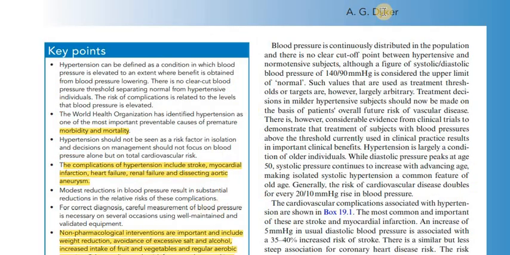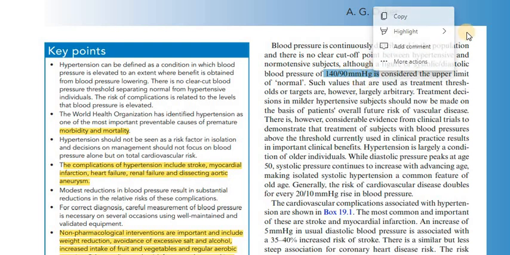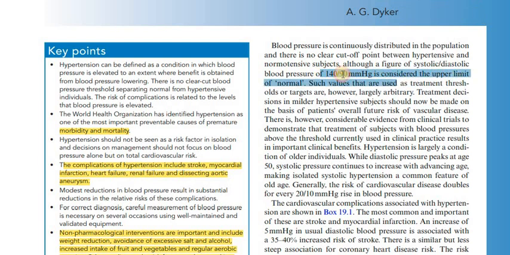The borderline blood pressure is about 140 over 90 millimeters of Hg, which is now considered the normal upper limit value. Previously 120 by 80 was considered normal. Now 140 by 90 is considered normal blood pressure as an upper limit.